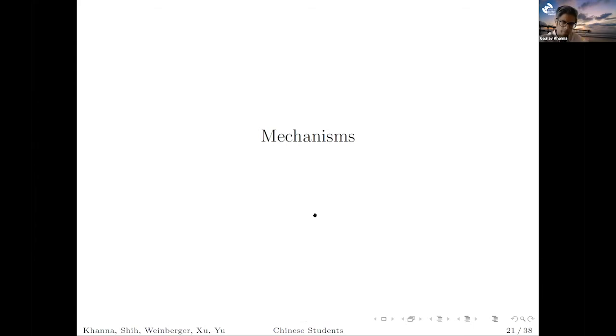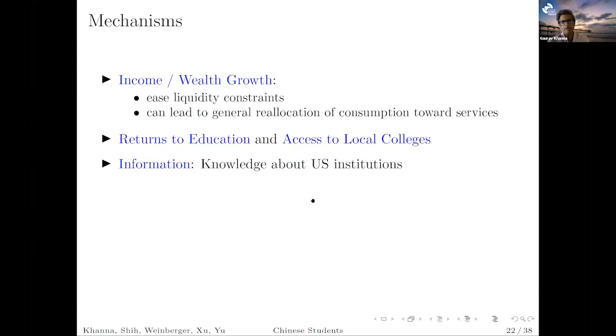So I want to spend some time to talk a little bit about the mechanisms. One type of mechanism could be income growth or wealth growth, right? What the trade shock did was it made people richer, and so that eased the liquidity constraints that students may have had, so they can now afford to go to the US and pay that higher tuition. But income growth could also just lead to a reallocation of consumption towards services, right? The Engel curve could be such that as you're richer, you consume a lot more services in your consumption basket, right?